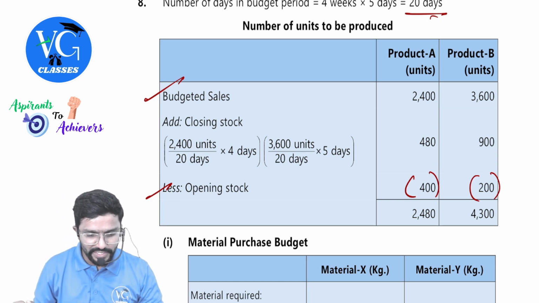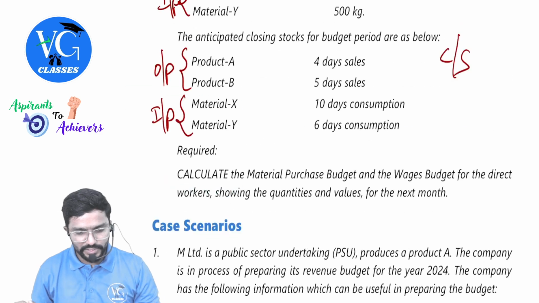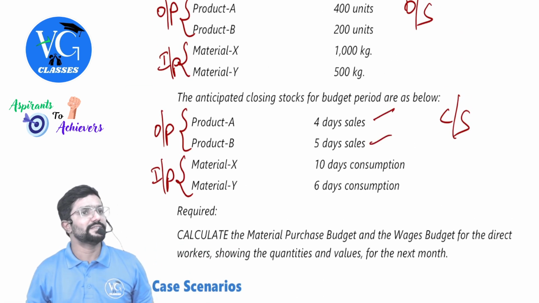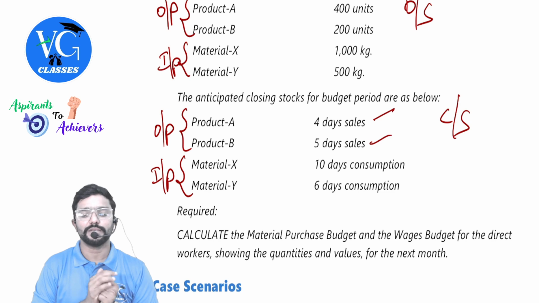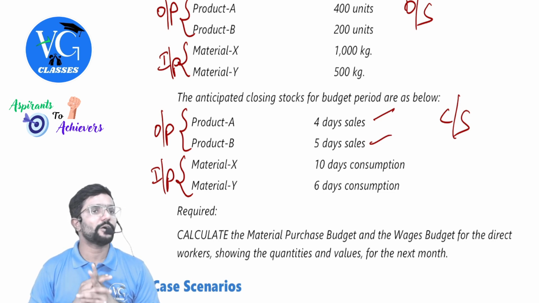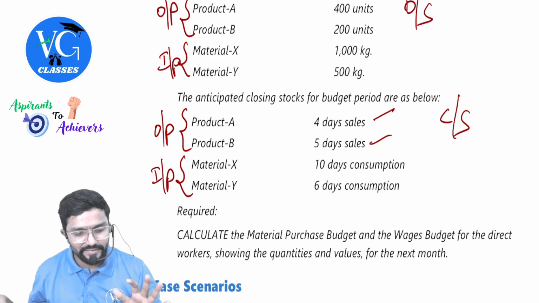Closing stock. I will just go back to the question and read. Closing stock, you see: Product A, 4 days sales; Product B, 5 days sales. Means whatever you sell for 4 days, you maintain as closing stock for product A, and for product B, 5 days sales. Guys, how many days are there in this period? 20 days. So, can we calculate now? 4 days and 5 days.